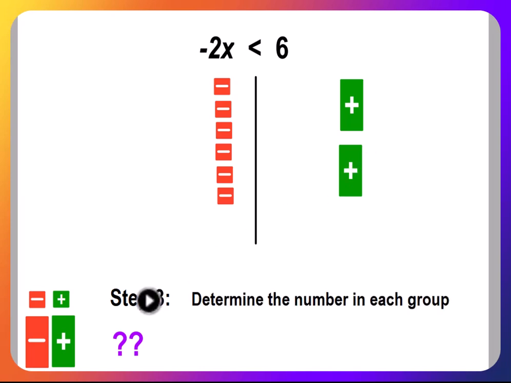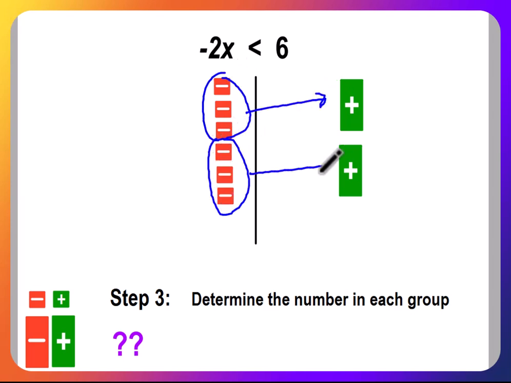Now we continue. Determine the number in each group. Remember, we want to know how much for 1x, not for 2x's. So we know the 2x's are negative 6. We have to turn these negative 6 into 2 equal groups, so that one group goes with the 1x tile and the second group goes with the second x tile. So when we write our solution, we want to know how much for 1x. Well, 1x is going to be 3 negatives.